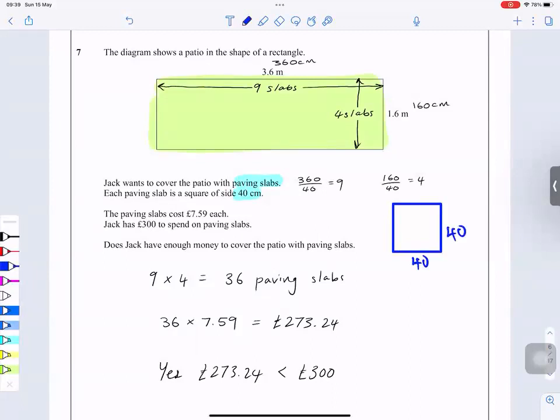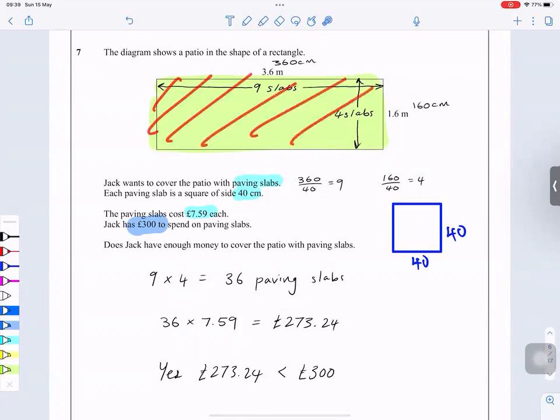The paving slabs cost £7.59 each. Jack has £300 to spend. Does Jack have enough money to cover the patio with paving slabs? So you want to work out the total surface area that you're going to cover. You want to change it to centimeters because the slabs are measured in centimeters.